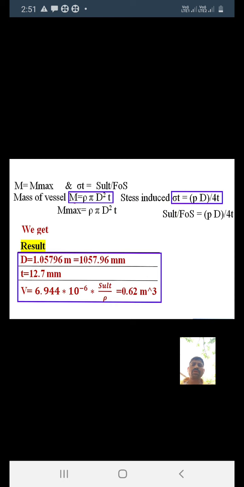Then we get the result D is equal to 1.05796 meter. You can convert into mm by multiplying by 1000. Then T is equal to 12.7 mm. Then V is equal to 0.62 meter cube. V is the volume capacity of that pressure vessel.